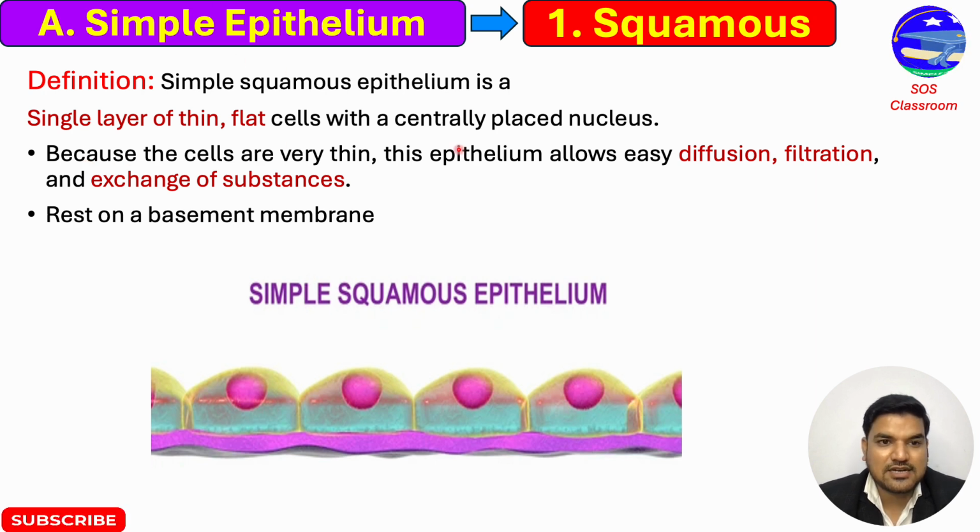A single layer of thin, flat cells with a centrally placed nucleus. You can see this is the nucleus, and this nucleus is placed in the center. Because the cells are very thin, this epithelium allows for diffusion, filtration and exchange of gases, and rests on the basement membrane. So these are the cells, this is the basement membrane, and these are the flat cells with the nucleus present in the center.